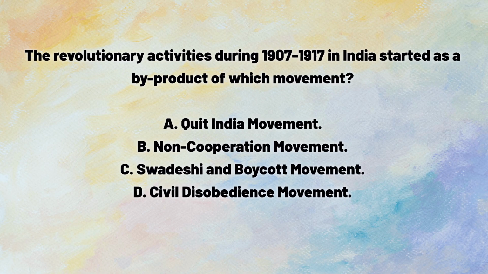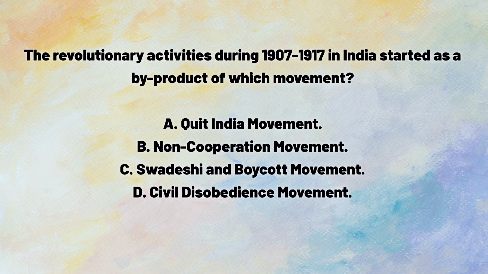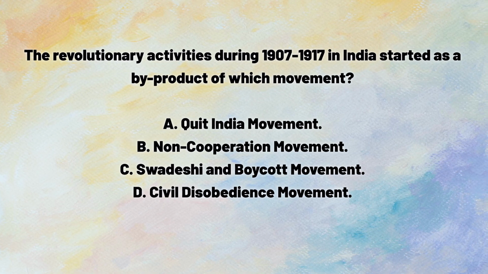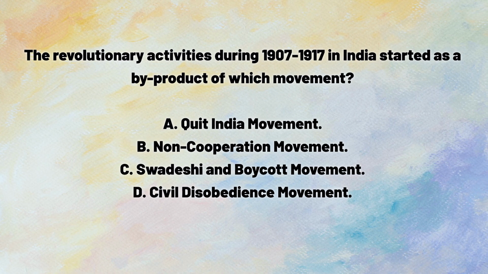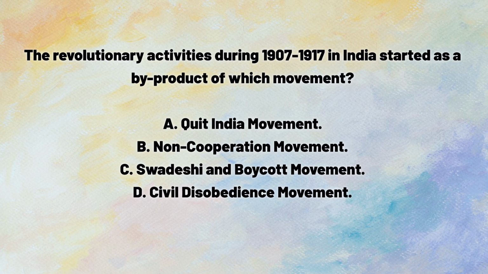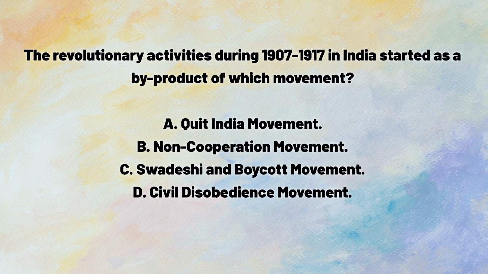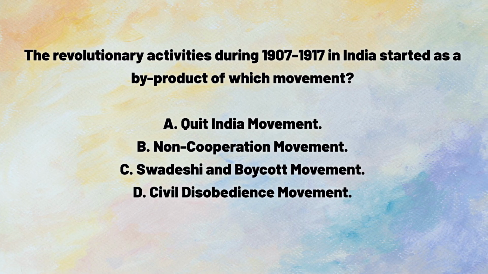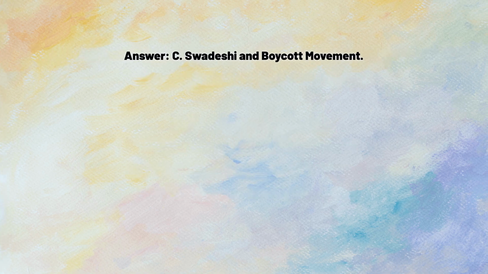The revolutionary activities during 1907-1917 in India started as a byproduct of which movement? A. Quit India movement, b. Non-cooperation movement, c. Swadeshi and boycott movement, d. Civil disobedience movement. Answer: C. Swadeshi and boycott movement.